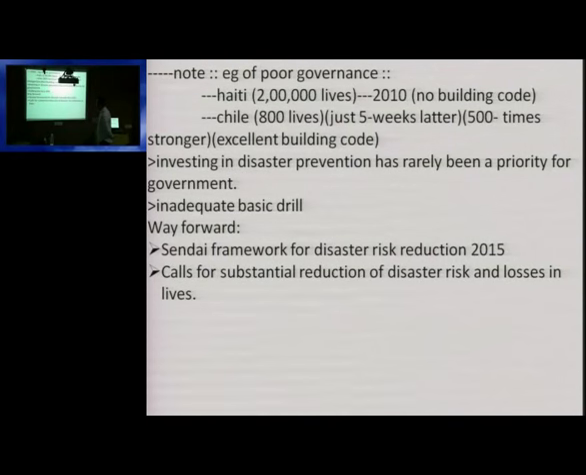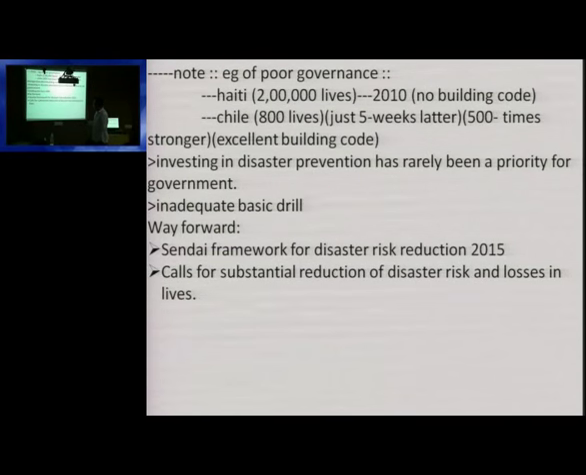Why? Because Chile has an excellent building code and they practice it very religiously. But in Haiti, no building code, like India, no building code at all. So that is the reason poor governance affects life and property. If we follow a proper building code, this is the benefit that we are going to get. Investing in disaster prevention has really been a priority for our government.